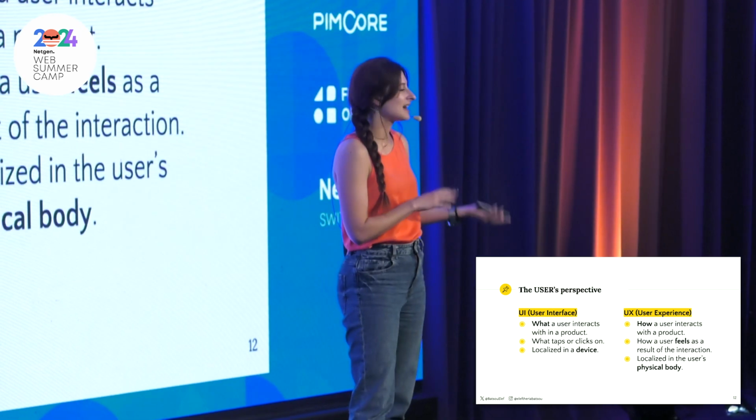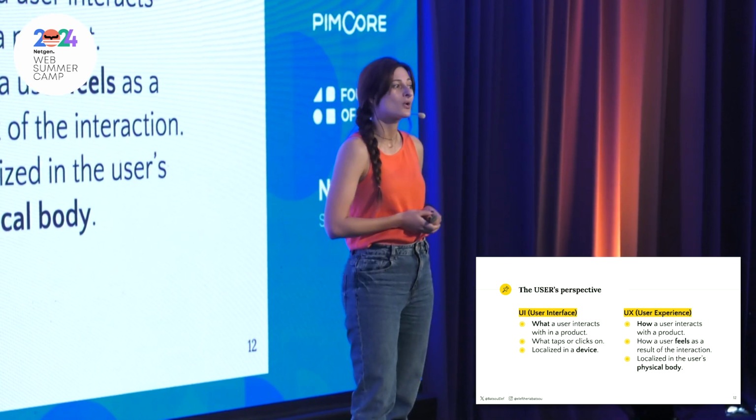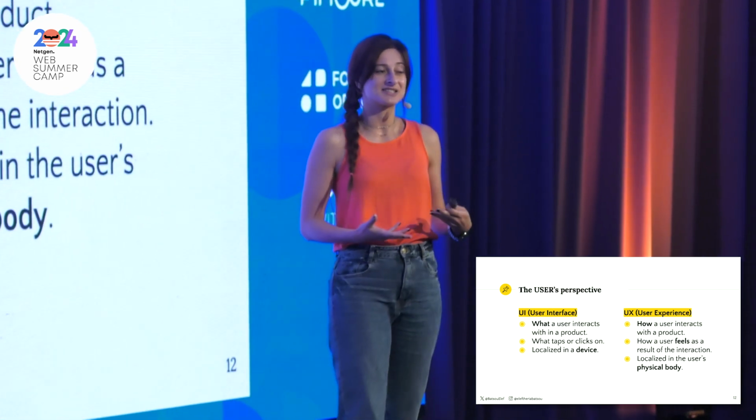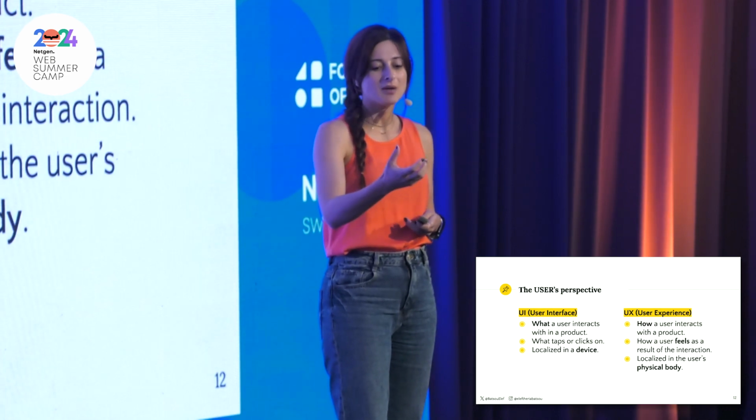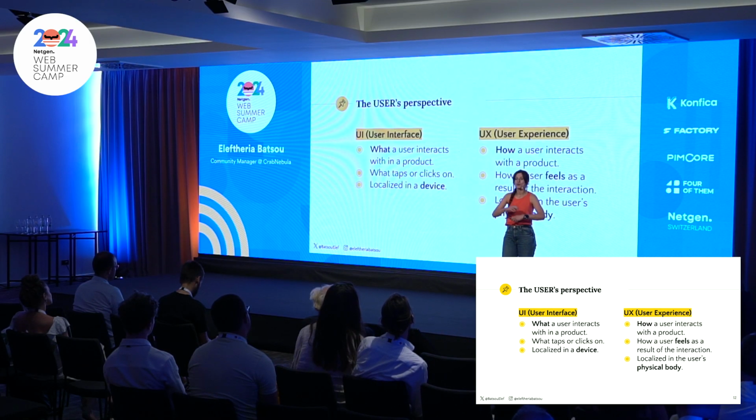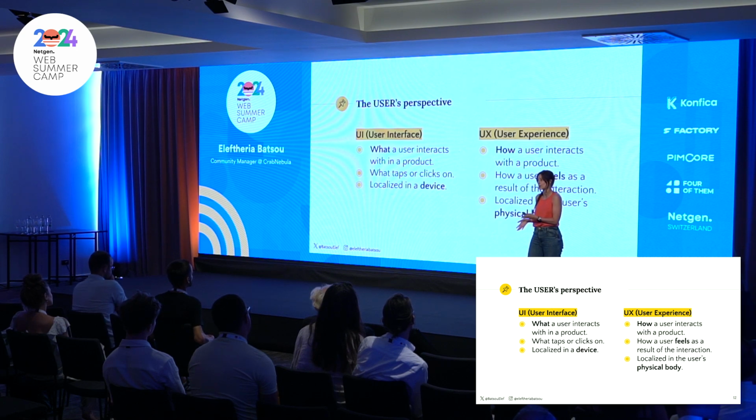what they tap on or click on, and the whole experience is localized in a device. So for example, they're holding their app, or they're holding their laptop, or another machine, and that's it. Now, the user experience is how a user interacts with a product and how they feel when they are interacting with our product. And this time, the whole experience is localized in their physical body.